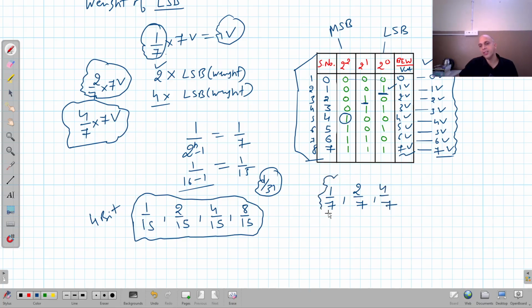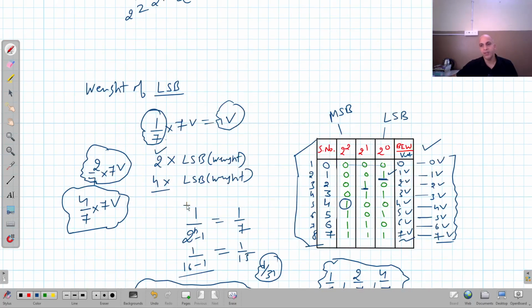The most important thing is, when you are writing the binary equivalent weights, the sum of the binary equivalent weights of all the bits must be equal to 1. You can see here 4 plus 2 plus 1 is 7, 7 by 7 is 1. For 4 bits, 8, 4 is 12, 2 is 14, plus 1 is 15, again it is 1. So this is very important. You can be asked in any exam to write down the binary equivalent weights for a given number of bits. So this is the way of writing the binary equivalent weights, right?